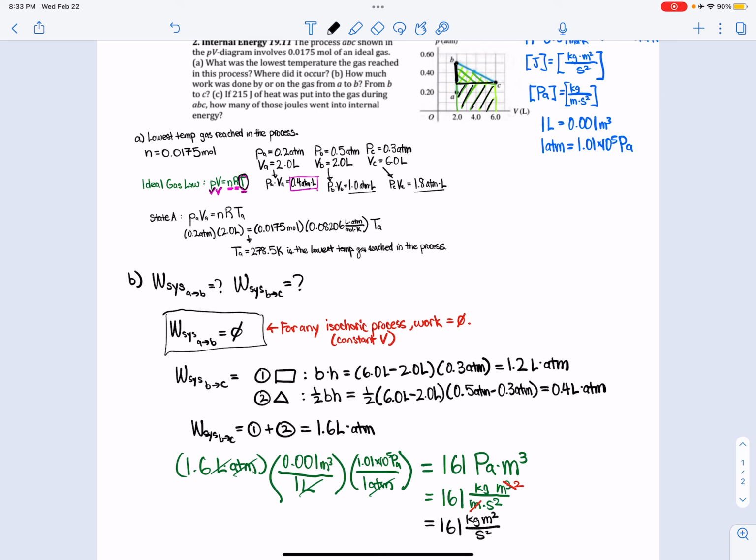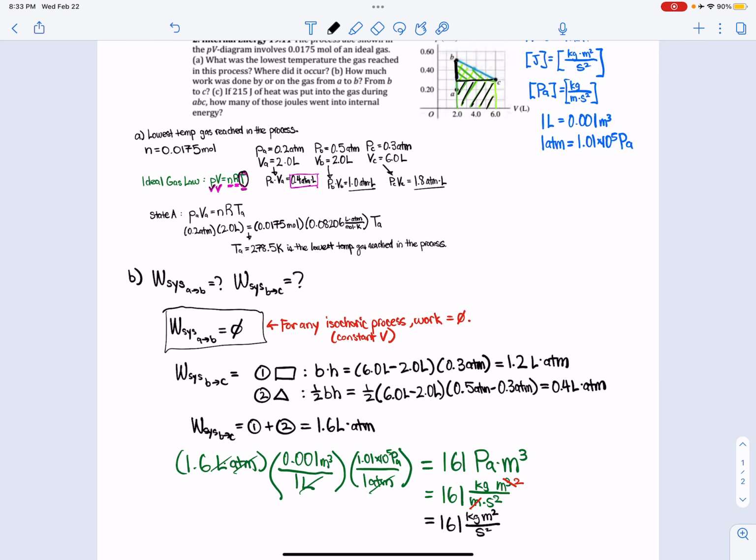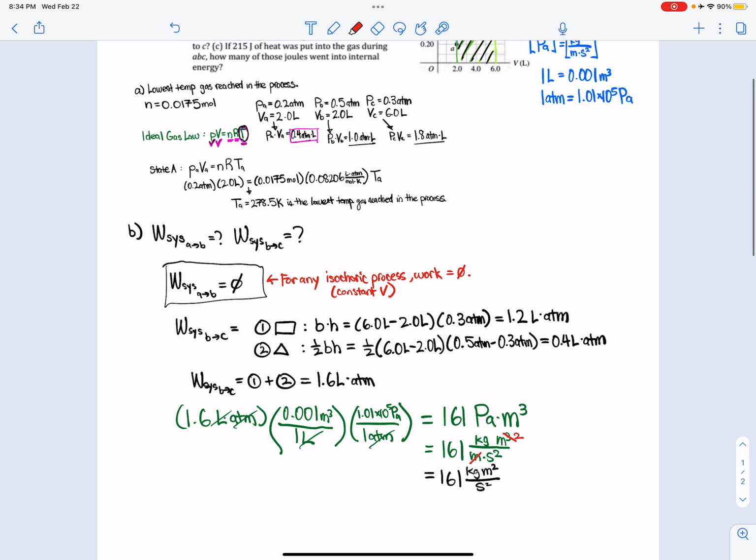Over second squared, right? And what is that? Kilogram meter squared over second squared, that is equal to joules right here. Kilogram times meter squared over second squared is 1 joule. Okay, so I get that I have 161 joules as my work from my system. Work done by the system from B to C, right?